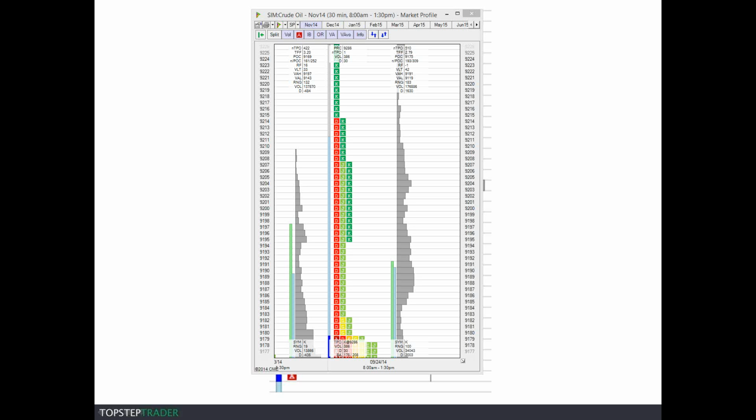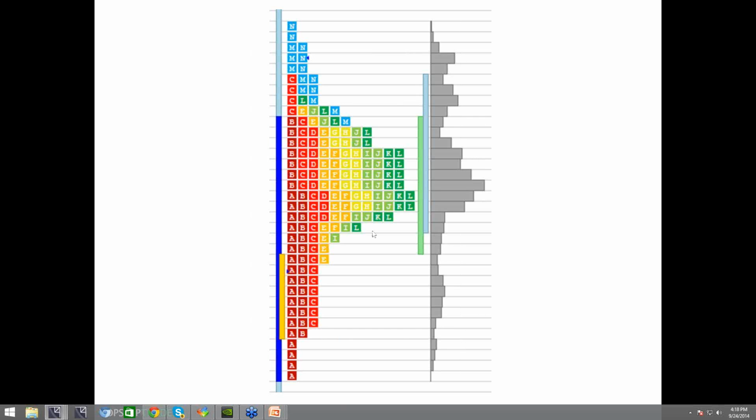probably a couple of weeks or longer, I find that the breakout from that area of balance is much more likely to occur when I have a balanced profile, when there's no holes in it, when it's a nice bell curve. Then I think the market is primed for a breakout. If this were a month-long profile, I would say this market was primed for a breakout because it's giving us a good bell curve.